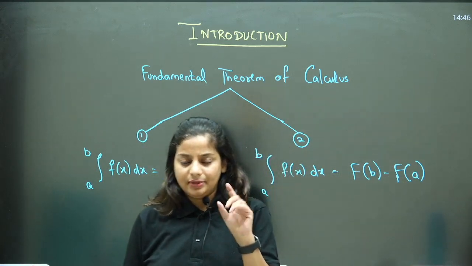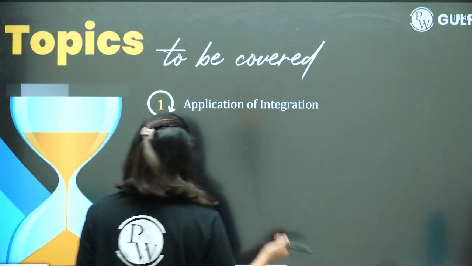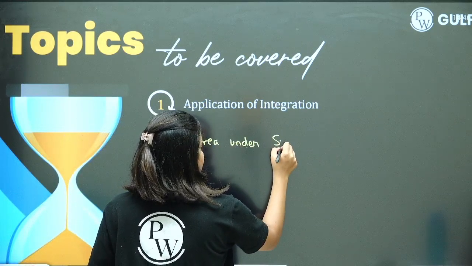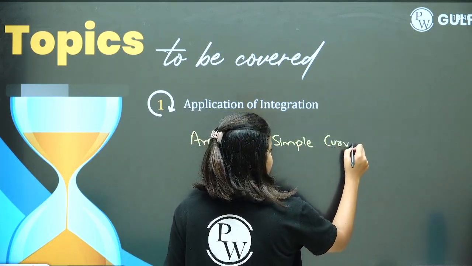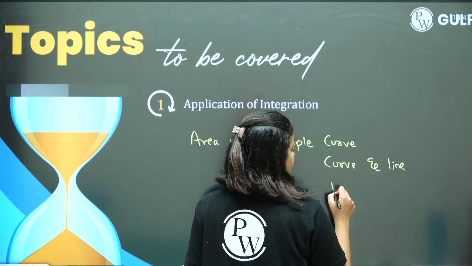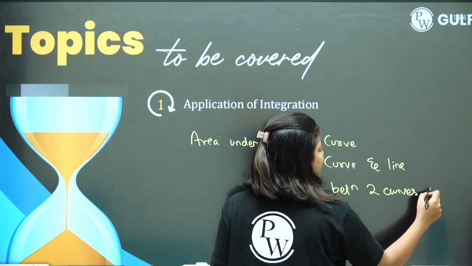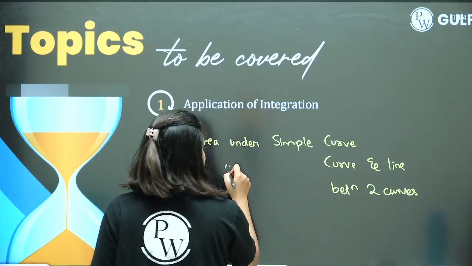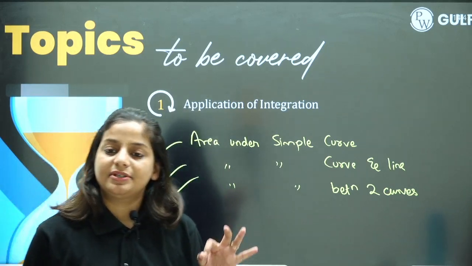Although there are three topics in this chapter, application of integrals. One is area under simple curve. Second is area under curve and line. And third is area between two curves. The third one is deleted from board's point of view, but we are not going to delete anything. We don't do any partiality. We will be covering all three of them in absolute detail.